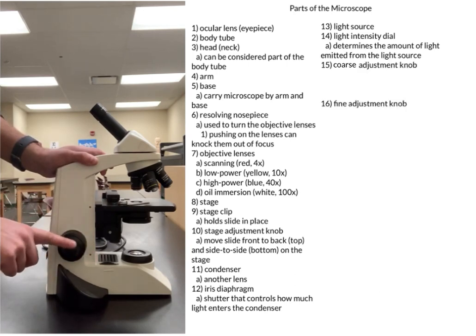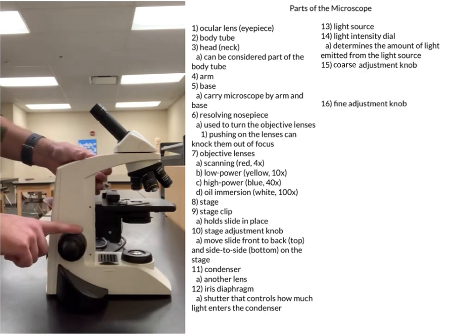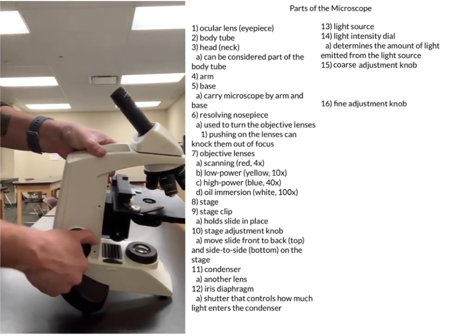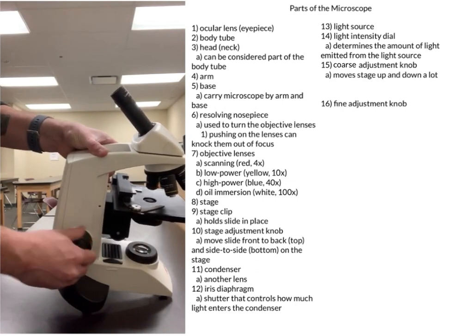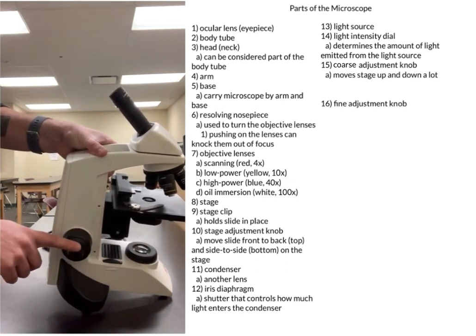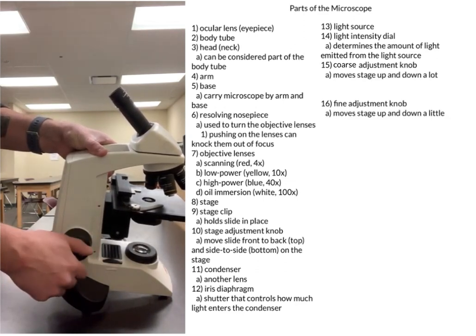In order to move the stage up and down, we can use the coarse adjustment knob and the fine adjustment knob. So the coarse adjustment knob, when we look at our stage, will move the stage up and down a lot. Whereas the fine adjustment knob, this little part here, barely moves the stage up and down at all.